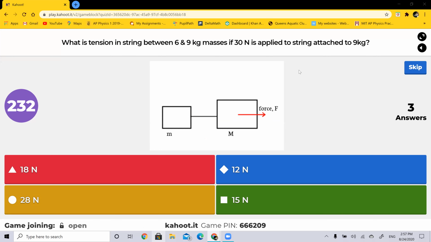Okay, and just if you're confused, the 9 kilogram is for the bigger box on the right with the capital M. The 6 kilogram is for the small m on the left.